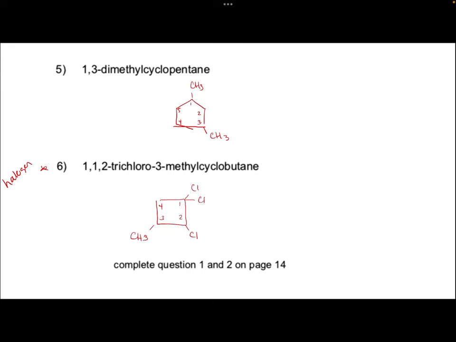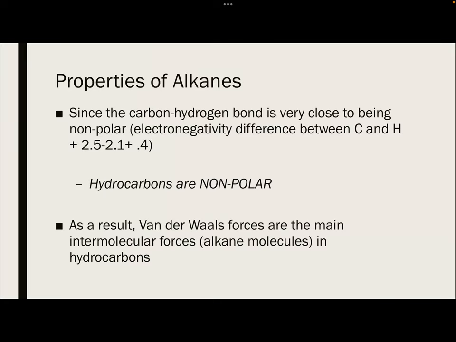All right, so hopefully you understand where all the information came from. Number 6 is a tricky one because it's a halogen. We have chlorine, and there are 3 chlorines in different locations. 2 are on the first carbon, and then 1 is on the second one. So do take that into consideration, and then you just have a methyl on 3. We know it's cyclo and butane, and that gives us 4 spots.